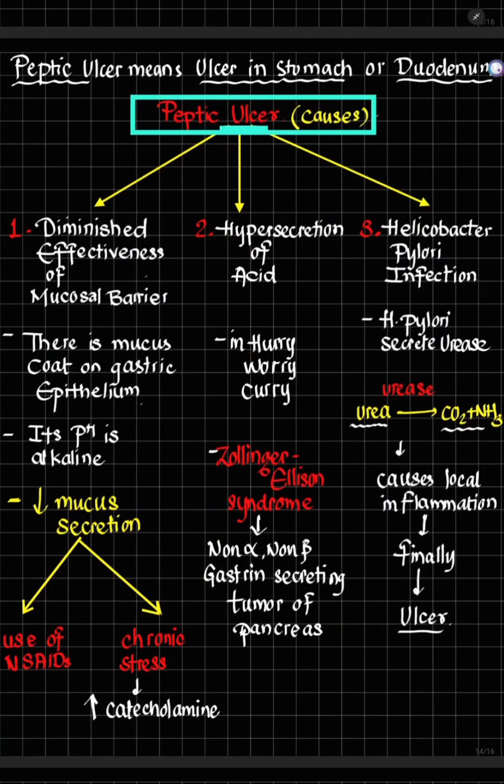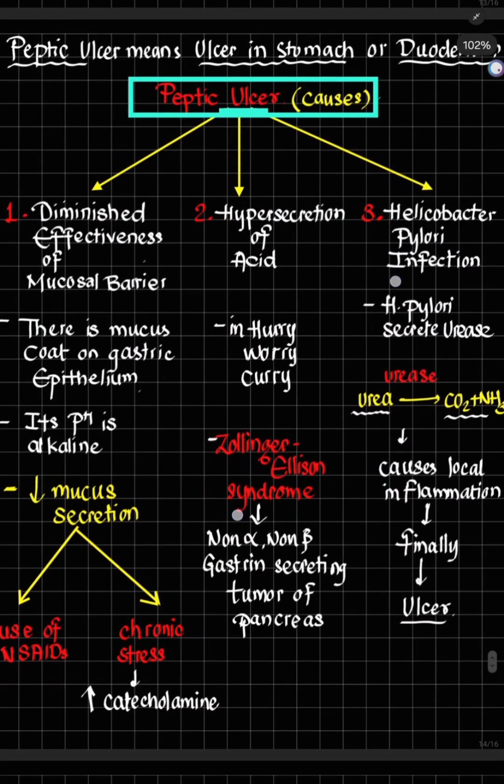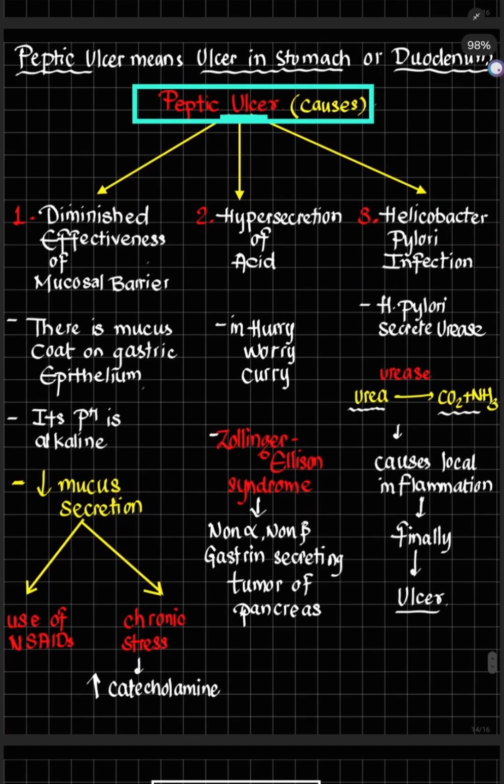In the GIT topic, there is a subtopic called peptic ulcer. So today we will see the peptic ulcer. This will help you to write in your university exams. This is a very common topic asked in exams. This may come as a 7-mark question.